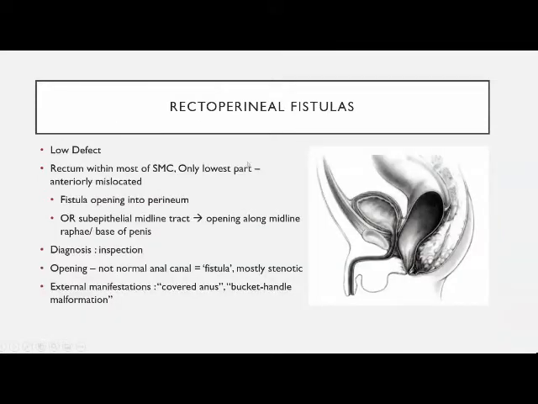In rectoperineal fistulas, which is a low defect, the rectum is mostly within the sphincter muscle complex. Only the lowermost part of the rectum is anteriorly mislocated, with the fistula opening into the perineum or a subepithelial midline tract and opening along the midline raphe in males and base of penis. It is diagnosed by inspection, and the opening is not a normal anal canal. That is, there will not be any anal columns. It is a fistula and is mostly stenotic. Externally, it manifests as covered anus or bucket handle malformation.